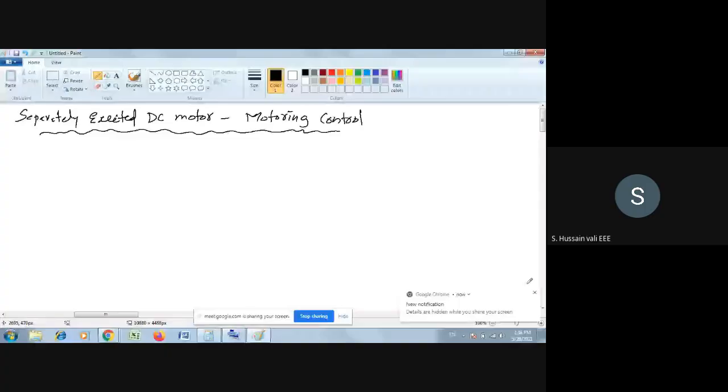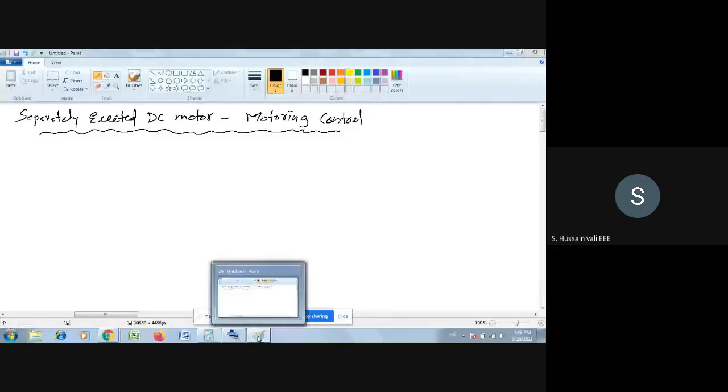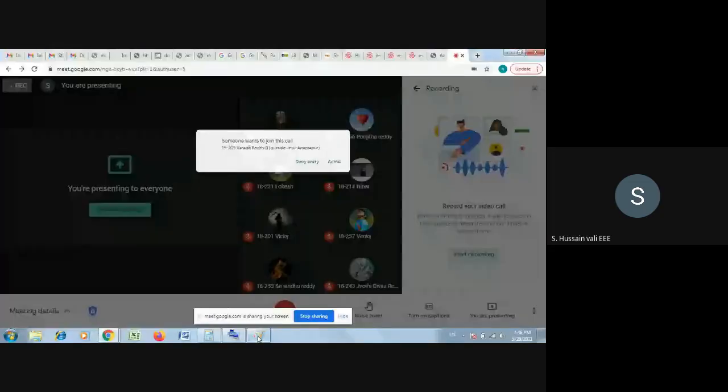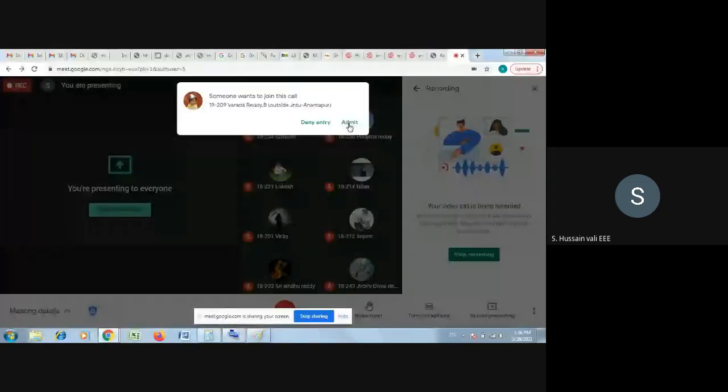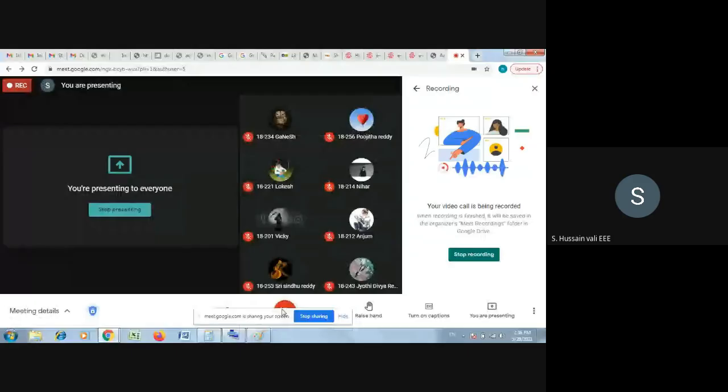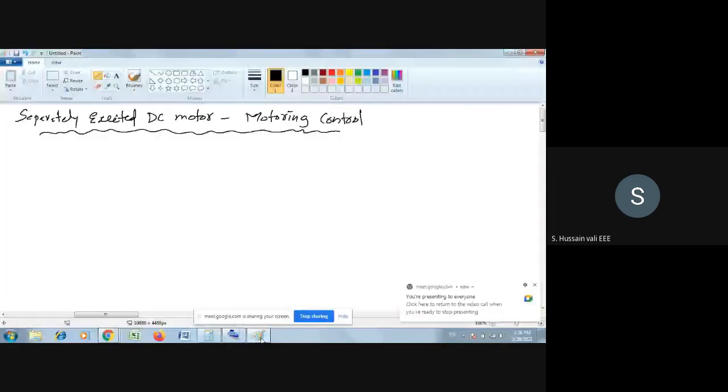And we will run that machine in motoring control. Motoring control in the sense the first quadrant. So what we do is that we will take the separately excited DC motor and we will operate that machine in the motoring control. Motoring control in the sense, the forward motoring. That is the first quadrant. Okay, so in the first quadrant we will operate.